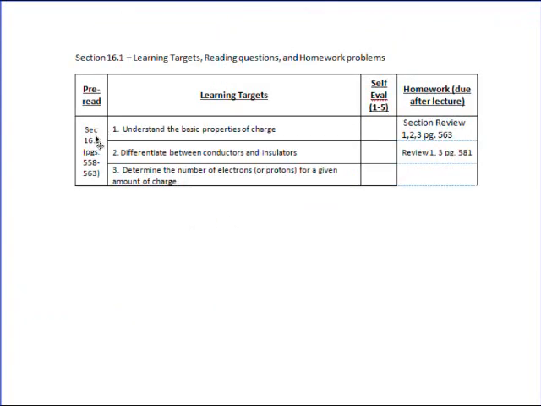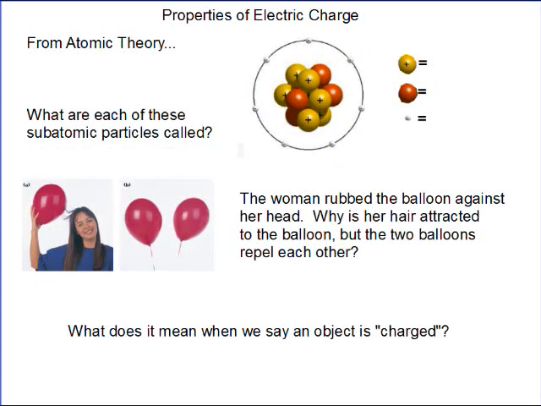First, just the learning targets that we're going to look at for Chapter 16.1. Just a few pages to read: understand basic properties of charge, differentiate between conductors and insulators, and then we'll need to do some calculations on how to determine the number of charges that are transferred, and these will be a couple of problems that we'll have you do. Okay, just properties of electric charge.